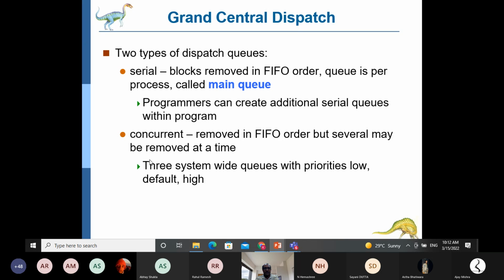And again, these concurrent blocks have priorities, depending upon the task you are executing. Based on that, we have three broad priorities: low, medium, and high. With that, the threads will be assigned to these concurrent blocks, and then they will be executed.